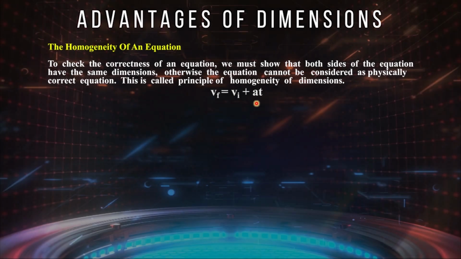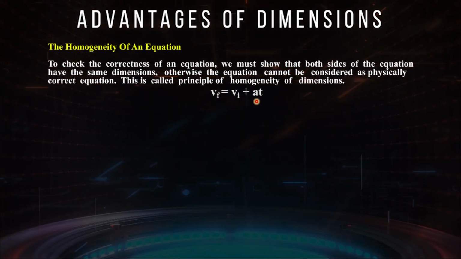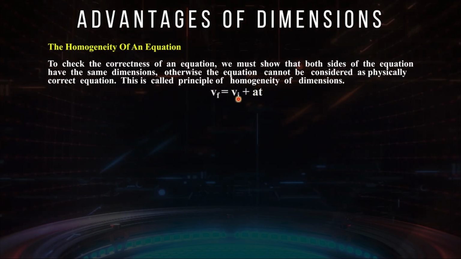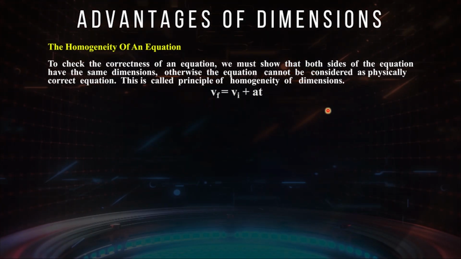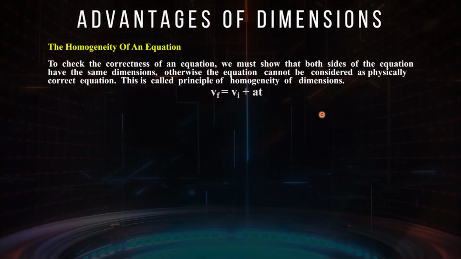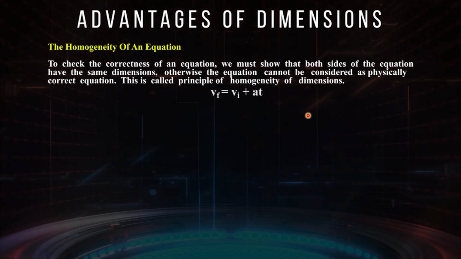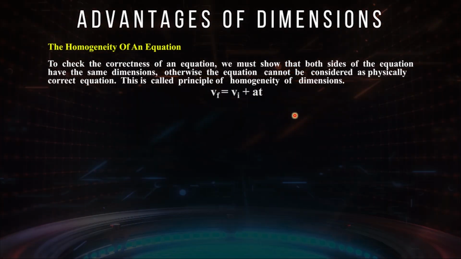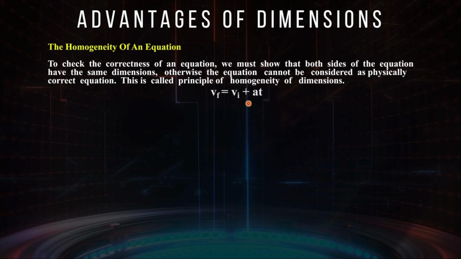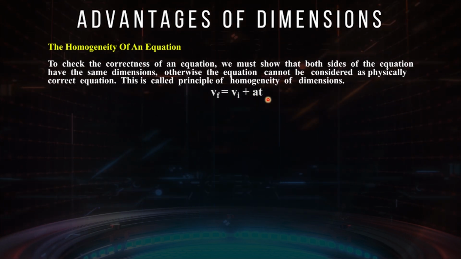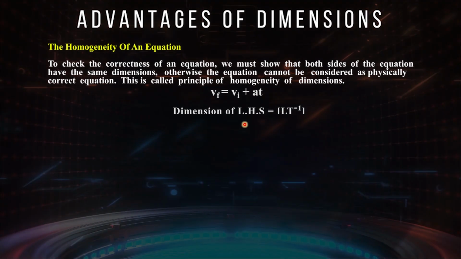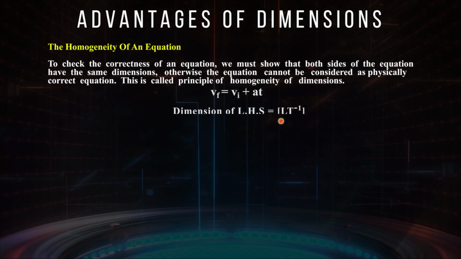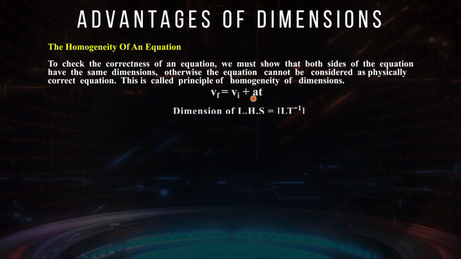So let's derive the dimension of acceleration. The unit of acceleration is meter per second square. Meter is L, the dimension is L, and second square means T square. Since second square is in the denominator, when we take it upside it becomes LT minus 2. So the dimension of acceleration is LT minus 2, and the dimension of t is T. Look here, the left hand side is only a velocity, so it is LT minus 1. That's final.